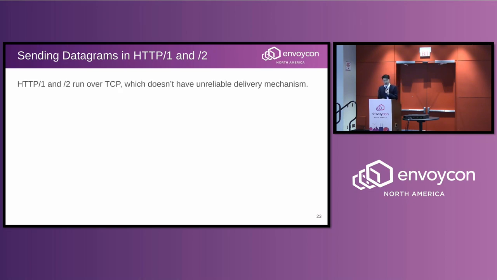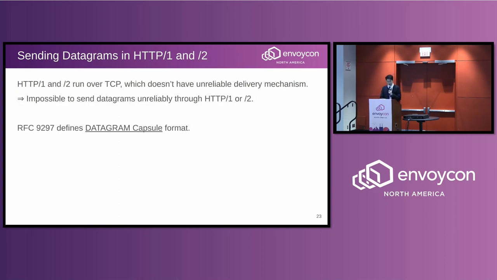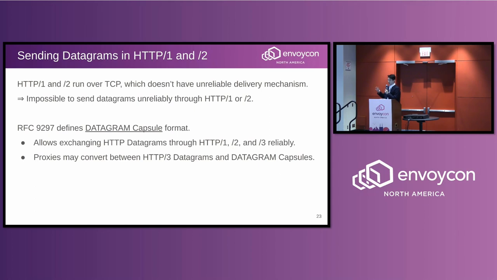Unreliable delivery is inherently impossible because they run over TCP. But RFC 9297 still defined a datagram capsule to allow exchanging HTTP datagrams even when there is a client, server, or even proxy that does not support H3 or an unreliable delivery mechanism. It allows the proxy to convert the datagram capsule to H3 datagrams when an H3 connection is available in the path. So it lets the client indicate it wants to send datagrams unreliably whenever possible, to utilize the underlying transport protocol's unreliable delivery mechanism as much as possible. I will not delve into the details of it. If you're interested, please look at the RFC.